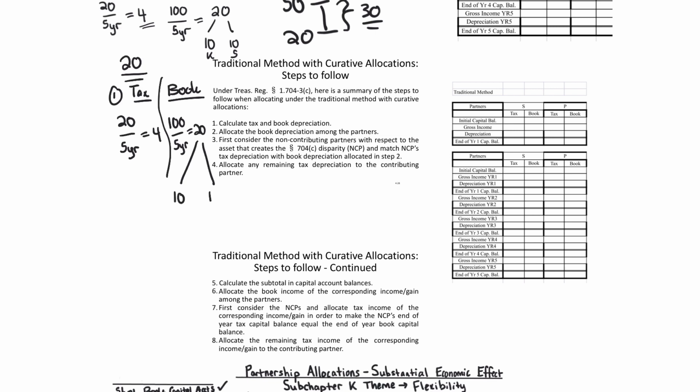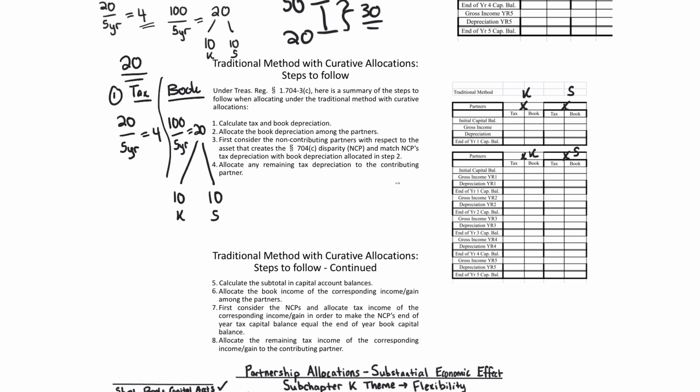They share 50-50, so it's 10 for Kiwi, 10 for Strawberry for book purposes. Okay, now we go to step two. Step two, we allocate book. Kiwi, remember this is K and S, my apologies.